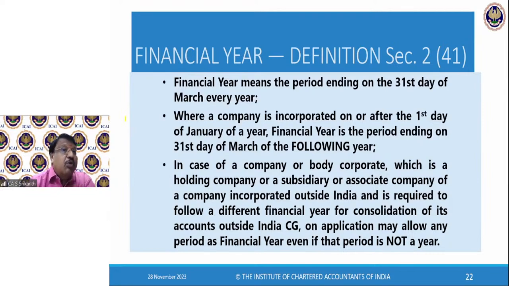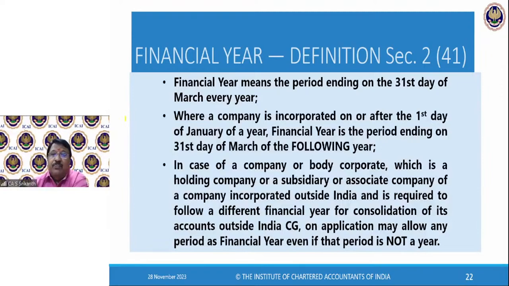But that's why they are not saying 12-month period. There's a reason for that, because the first financial year may be more or less than 12 months. But whatever it is, it should begin on 1st April and at least it should end on the 31st day of March. Now, where a company is incorporated on or after the first day of January of a year.